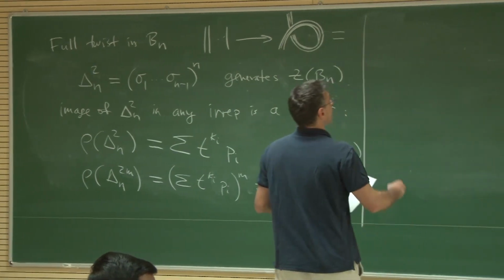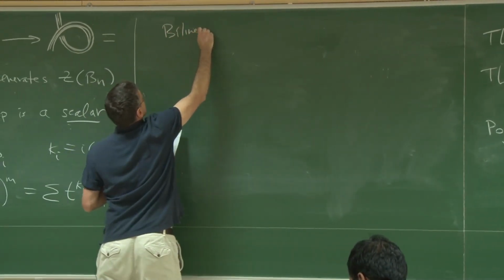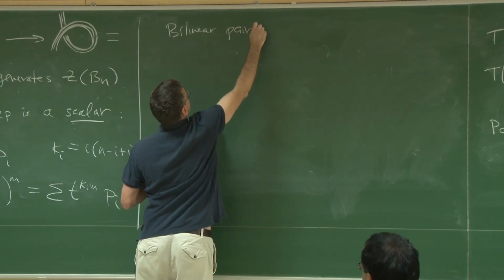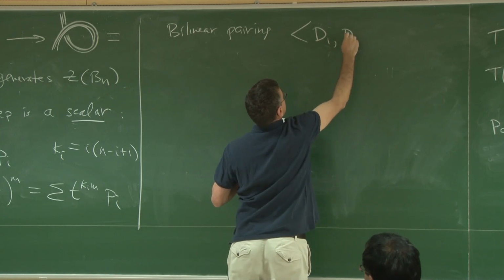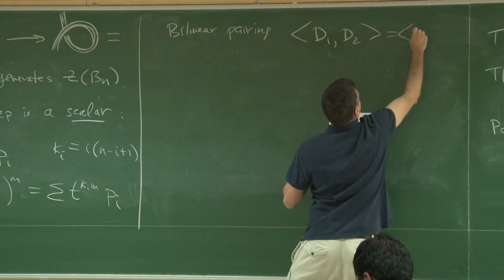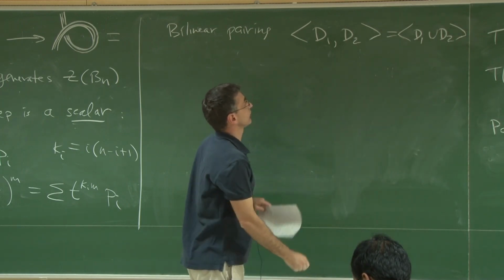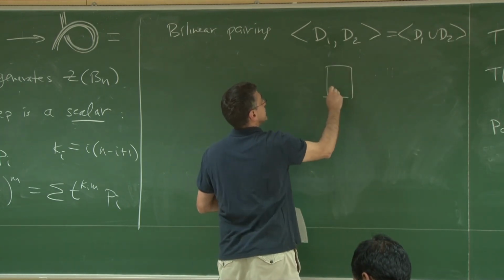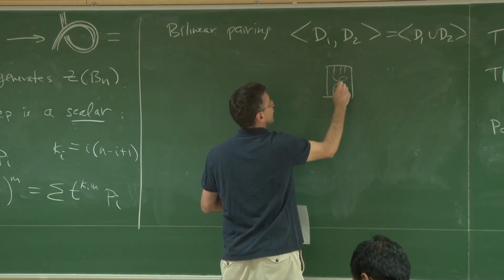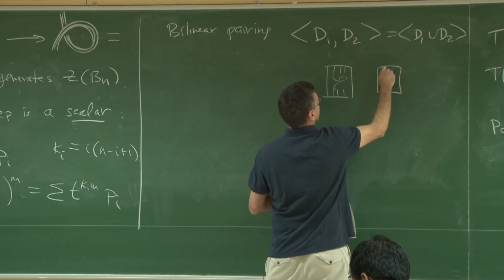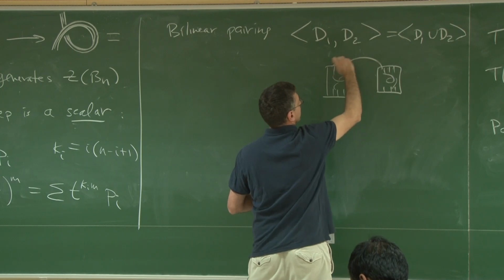Okay. Now, let's take this bilinear pairing that we saw earlier, right? D1, D2 is D1 union D2. Right? So we're taking a bilinear pairing where I take some element in here, right? I do something, I don't care what, and I take some element in here, right? And I do something else, whatever, and then I pair them up.